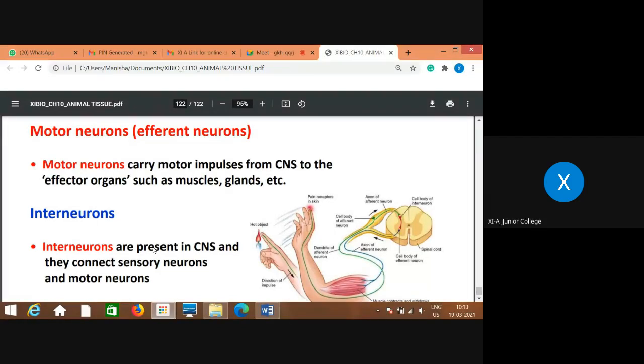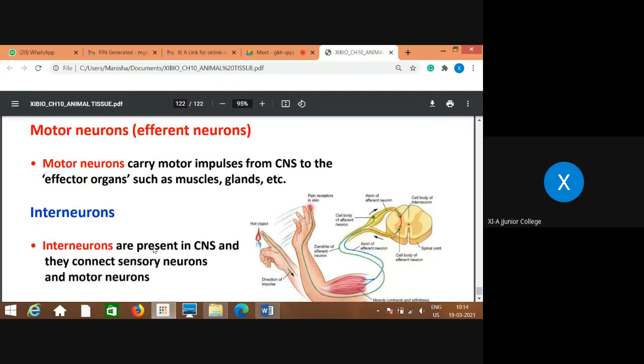Depending on the presence or absence of the myelin sheath, they are classified as myelinated and non-myelinated. And depending on the number of processes given out from the cyton, neurons are classified into three types, that is unipolar, bipolar, and multipolar. So this is all about the nervous tissue.